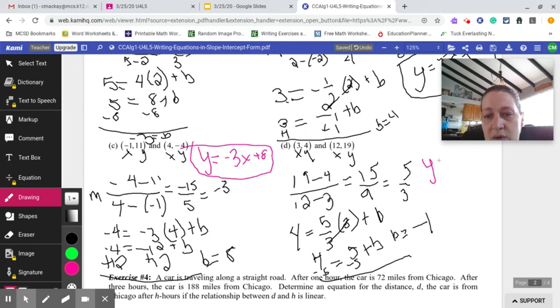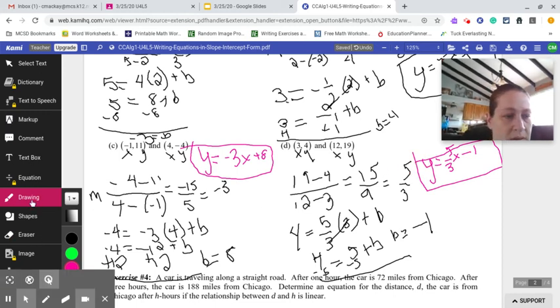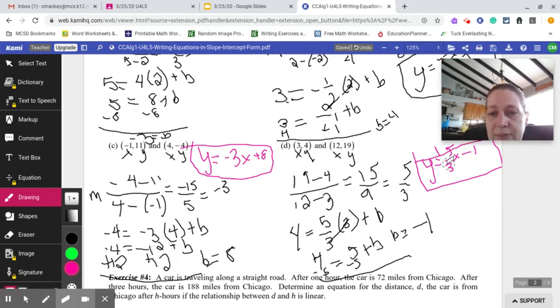So y equals 5/3 x minus 1. Oops. If I can move that line up. Oops, it won't let me. Okay, so that says y equals 5/3 x minus 1.